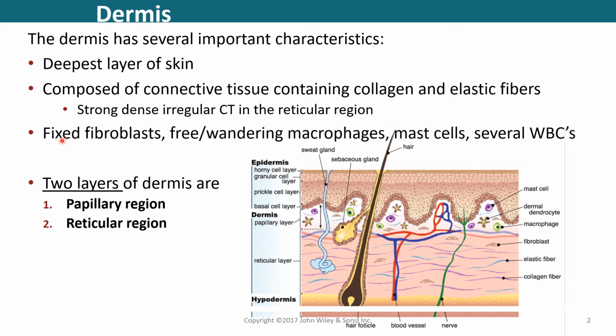But note also that in the dermis, we're going to have other things in there. We're going to have fixed fibroblasts. Fibroblasts are the cells, remember, that make our fibers, our collagen and elastin. We're going to have free or wandering macrophages. Those macrophages are the white blood cells that are going to phagocytose and get rid of bacteria. We've got mast cells involved with inflammation and several different types of white blood cells that we'll get into a little bit more detail later.